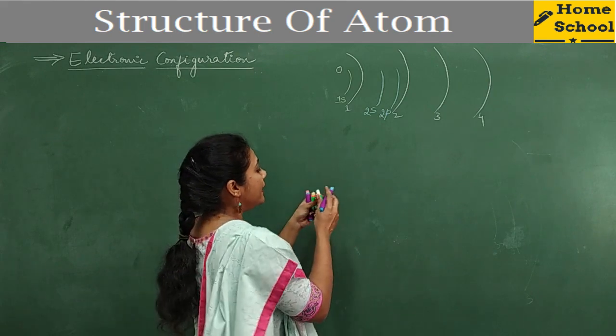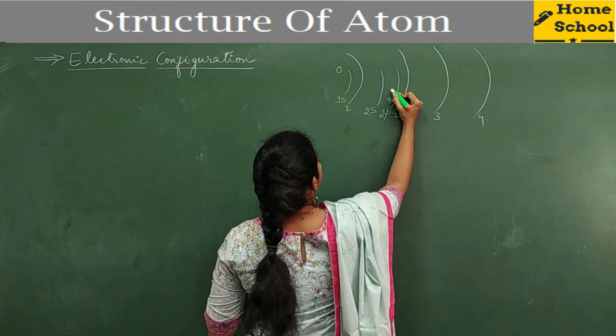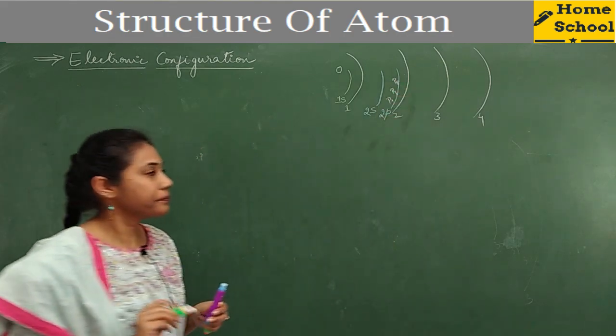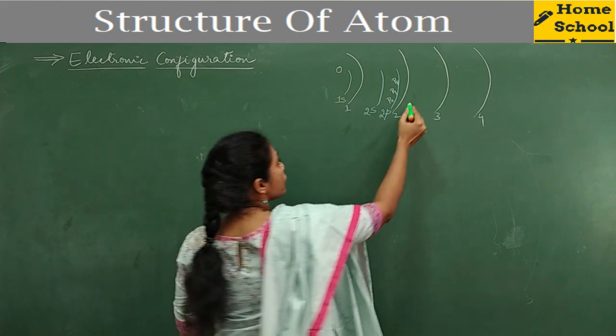Okay, so let me write them here. It has three orbitals: one is px, the other is py, and the third is pz. Right? Okay.